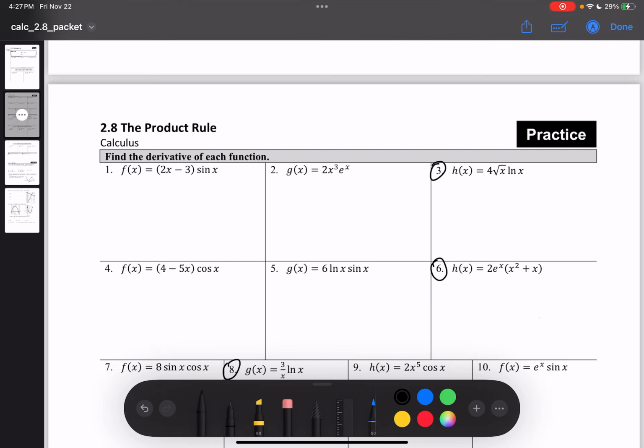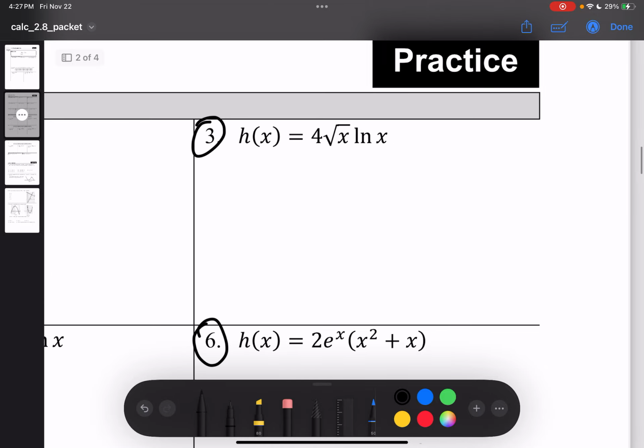Hey everyone, today we're going to be solving some random questions from 2.8 product rule from Flip Math. You can take this video as a reference whenever you're revising for this lesson. So yeah, let's get started. We're going to start with number 3.